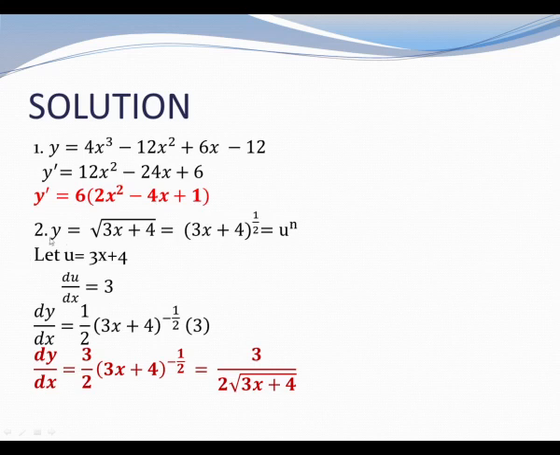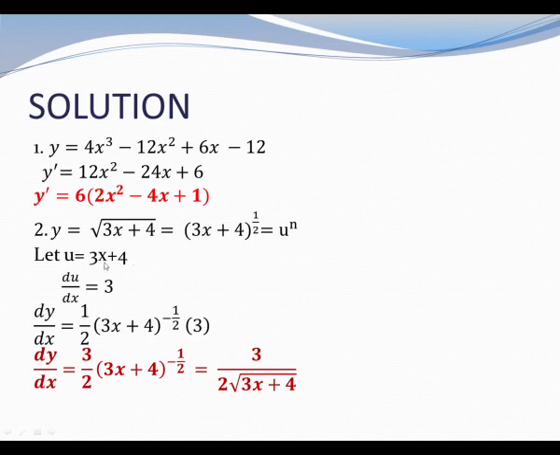Now for number 2, this is also an example of power derivative, which is the function y equal to u raised to n. Now the given example here is y equal to square root of 3x plus 4, or we can consider this as the quantity 3x plus 4 raised to 1/2. So this is an example of power derivative, wherein we can consider the quantity u as 3x plus 4, and the exponent or the power here is 1/2, which is the n.